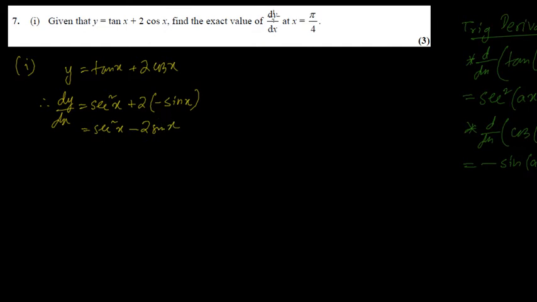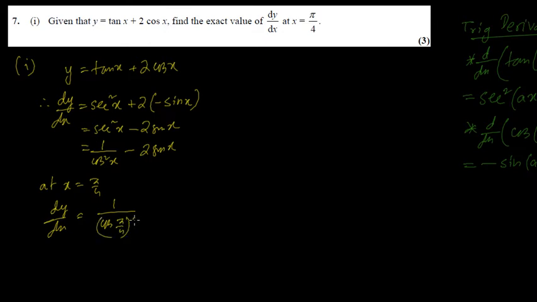Now we have to find the value of the derivative at the point x equals pi by 4. First, it's always a good idea to write down the answer in the simplest form, sine, cos and tan. So sec, the identity is 1 by cos. So this will be 1 by cos squared x minus 2 sine x. So at x equals pi by 4, we can just write dy by dx equals 1 by cos pi by 4 whole squared. Remember, cos squared theta is the same as cos theta whole squared, minus 2 sine pi by 4.